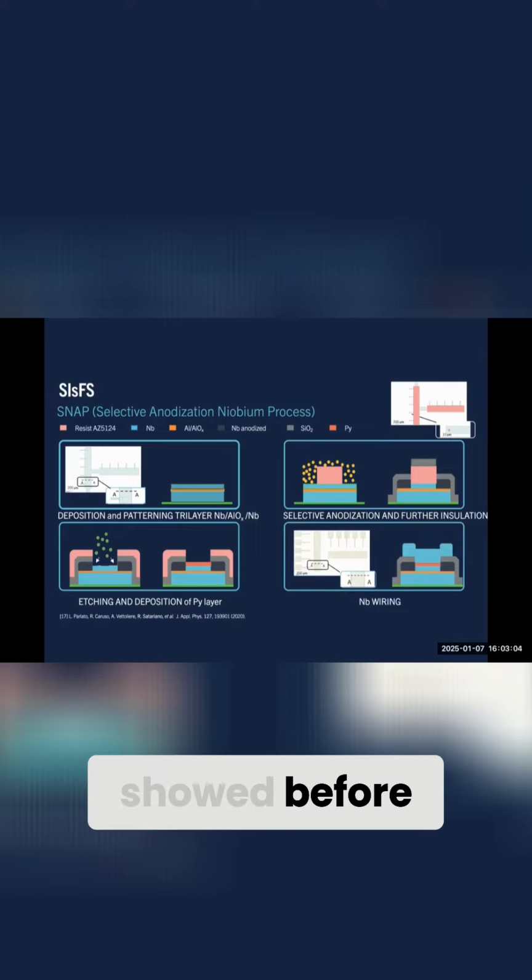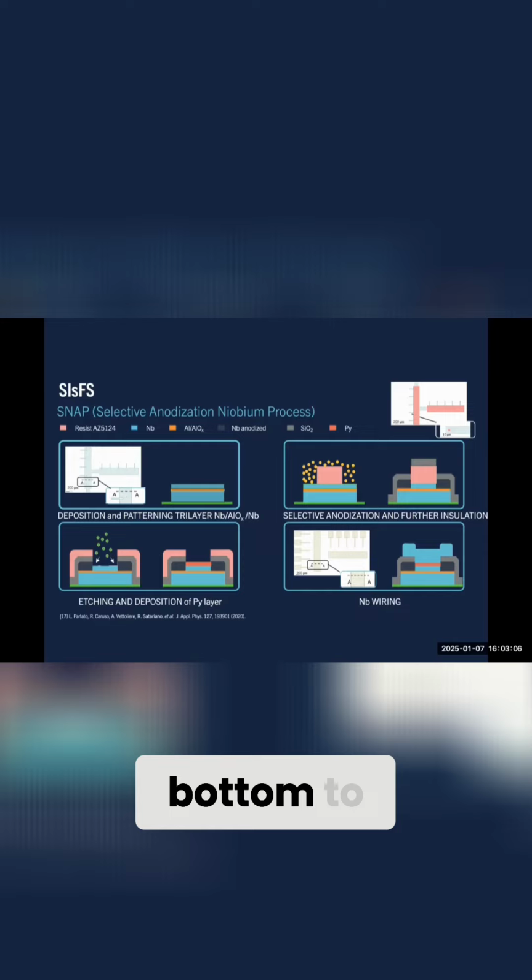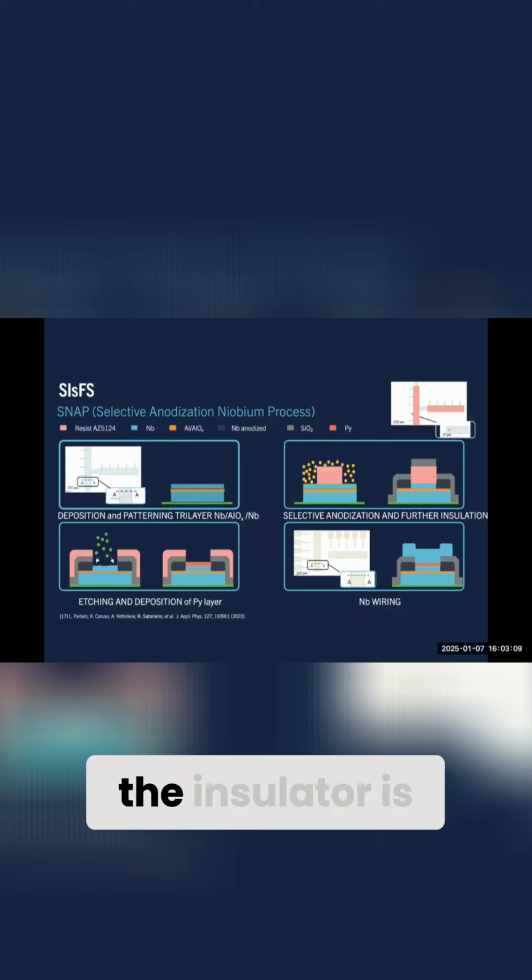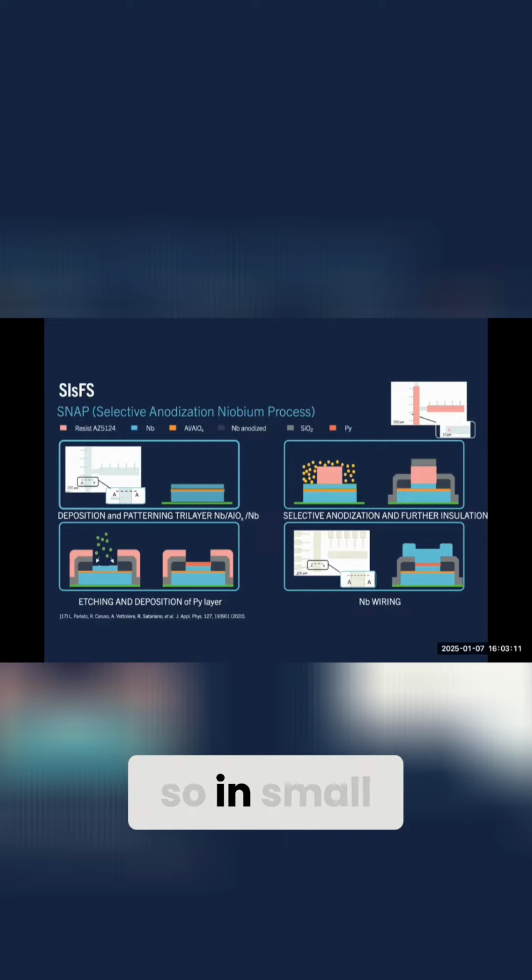So the configuration is the one that I showed before. From the bottom to the top: S, I insulator, S small, so small thickness, ferromagnetic, and S again. So in this case, of course, the IV curves can be measured, the pattern can be measured, and so on.